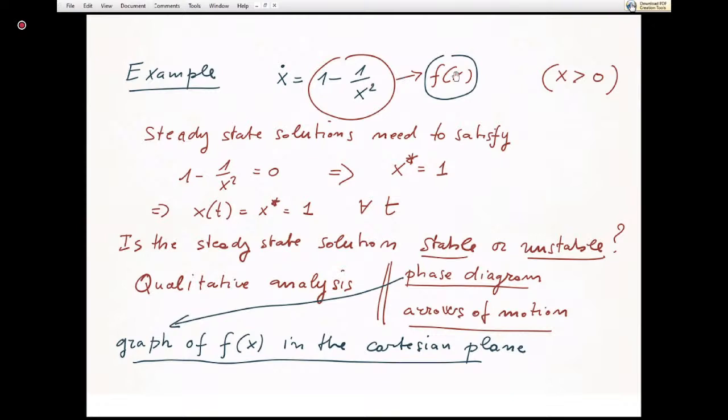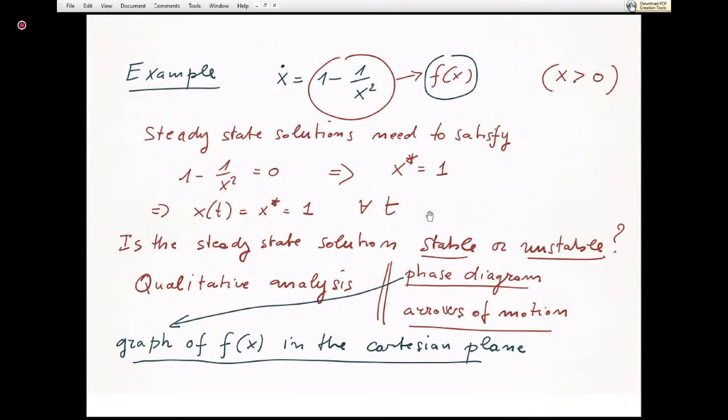Okay, so this is f of x. Most of these equations are intended to be for applied models, so x here is positive. Okay? Steady-state solutions need to satisfy f of x equal to 0, that is 1 minus 1 over x squared equal to 0. The only solution is x star equal to 1, because we exclude both 0 and negative values from the start. So there exists a unique steady-state solution, which is x star equal to 1.